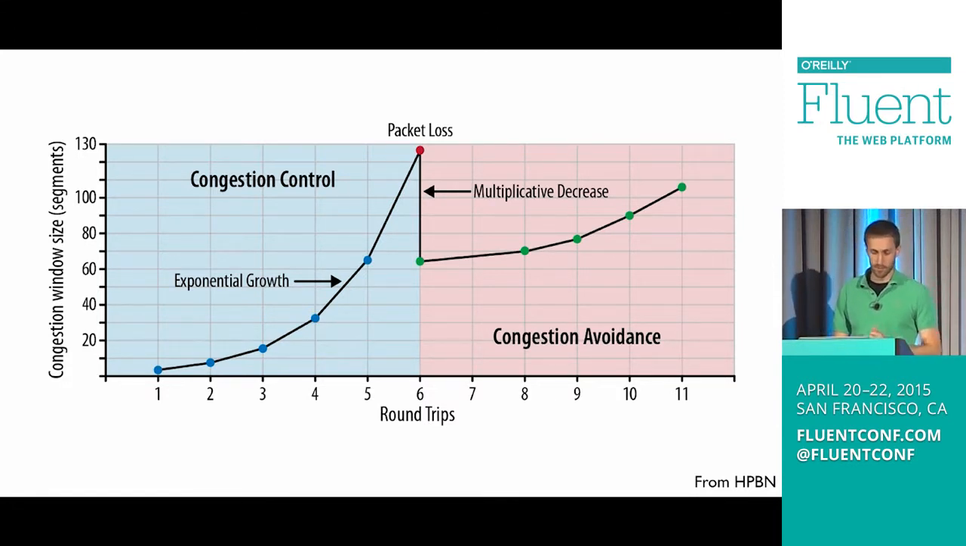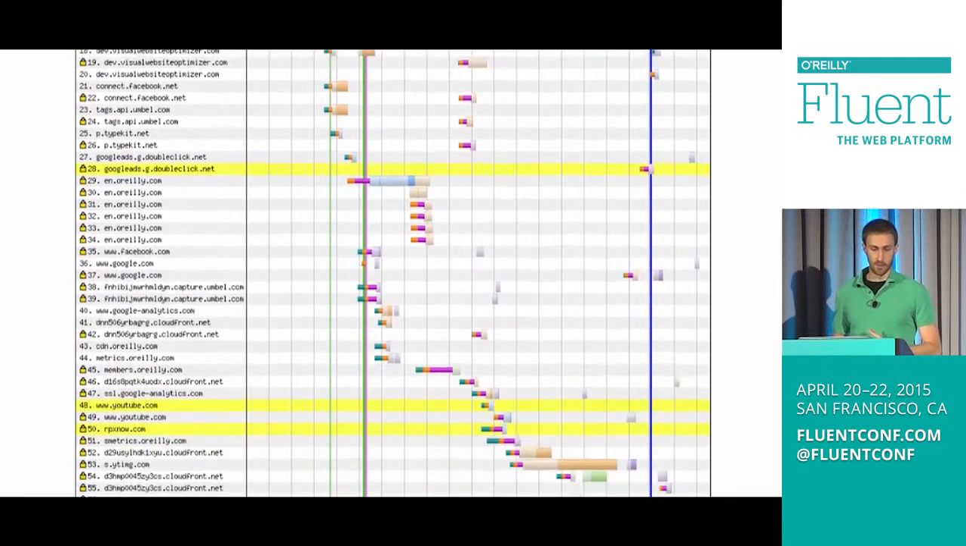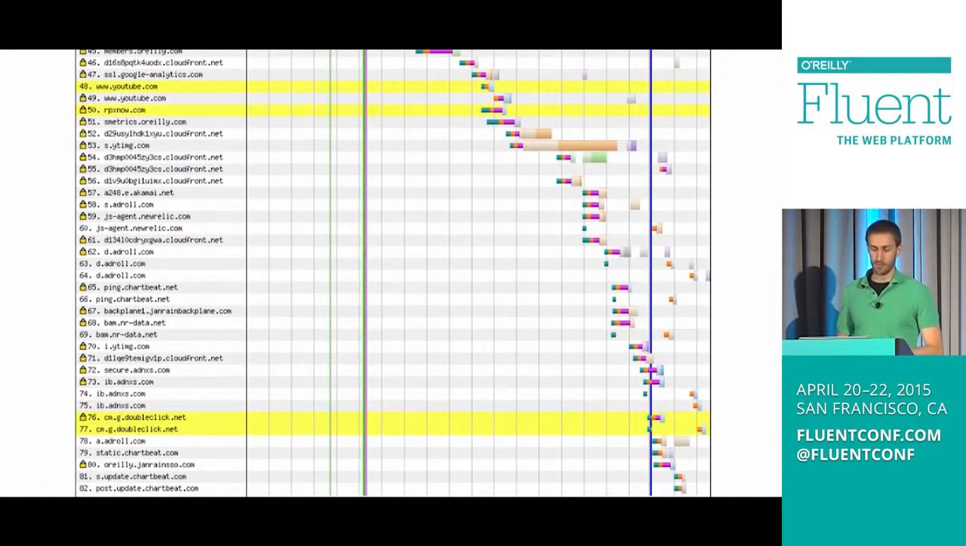So yeah, it does depend on the browser, but this is the connection view from WebPageTest of fluentconf.com. Unfortunately, this actually is not all of them. So the people who said 100 are a little bit closer. 82 total connections are opened on fluentconf.com. Now, if you think this is a particularly bad example and it's not representative of the internet as a whole, let's look at a highly optimized page.